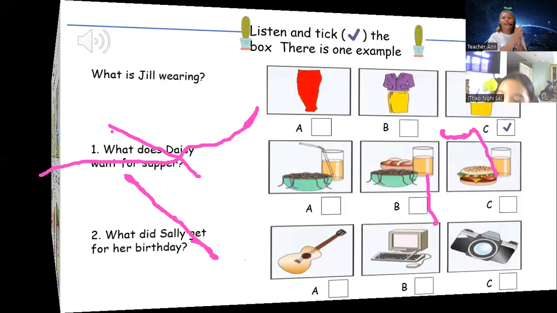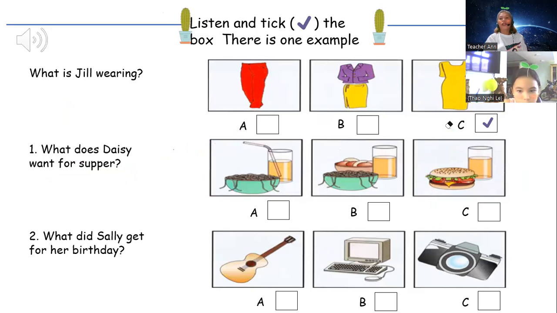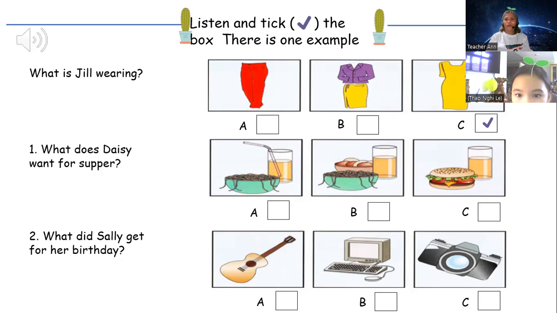Okay, very good. Now let us have here. Look at this one. Okay, wait a minute. Okay, you have to check what is the correct answer. Okay, just check only. Okay, very easy. Go. Part 4. Look at the pictures. Listen and look. There is one example.